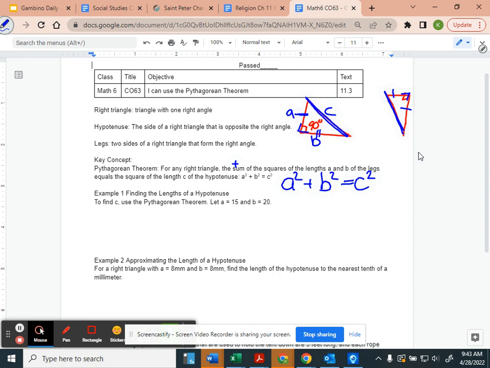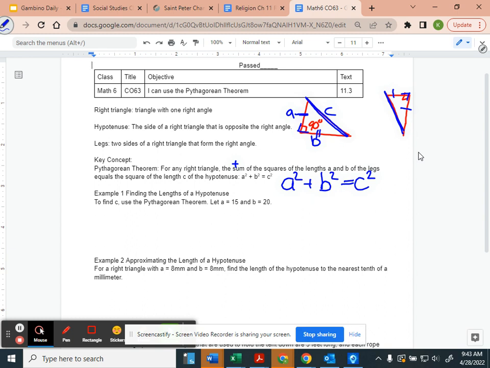Zoe. We use it in geometry. This is part of geometry, and we use it when you're doing measurements of stuff. So I can't give you an example off the top of my head right now. I will think about it.